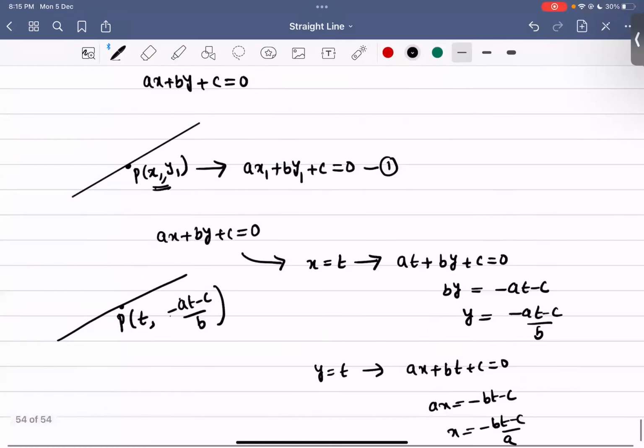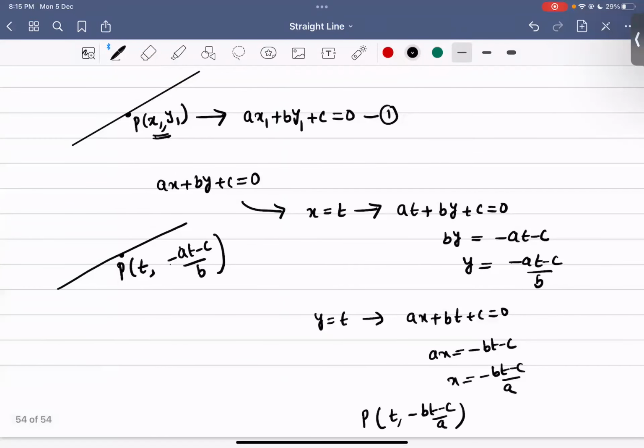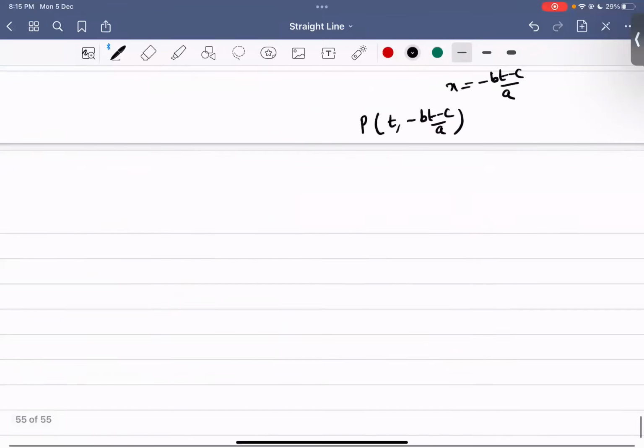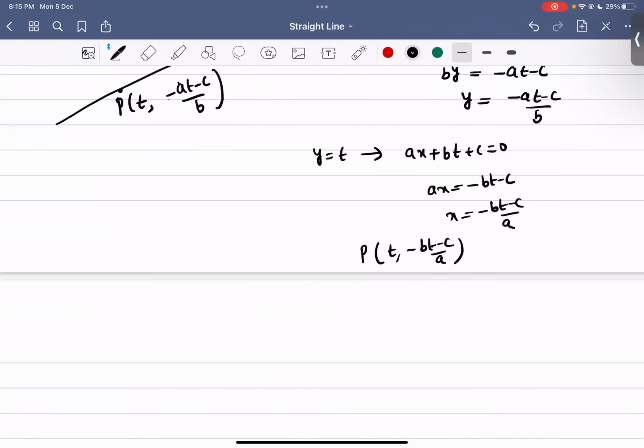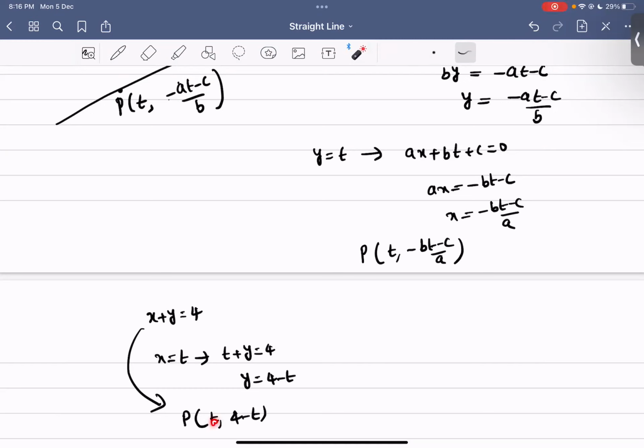For example, here we have taken the general equation of the straight line. Suppose how to consider the point in a straight line, I will explain. Suppose x plus y is equal to 4 is there. So on this line, how to consider the point? You put x equal to t, then you substitute t plus y is equal to 4, then y is equal to what? 4 minus t. Therefore, the variable point on this straight line is what? t comma 4 minus t. It always satisfies. If you substitute x equal to t, y is equal to 4 minus t, t cancels, 4 is equal to 4. Yes, it lies on this line.